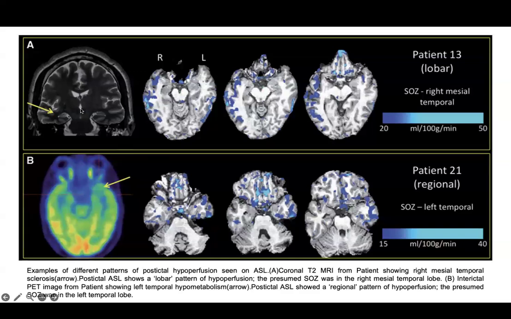This is a patient with a right MTS. In this patient, the perfusion defects were confined to the right temporal lobe zone. Hypoperfusion was present. And this is a patient with presumed onset in the left temporal region, where hypometabolism was present. In this patient, the left temporal zone was involved. Hypoperfusion was present.